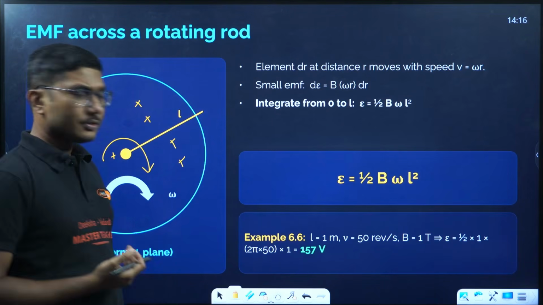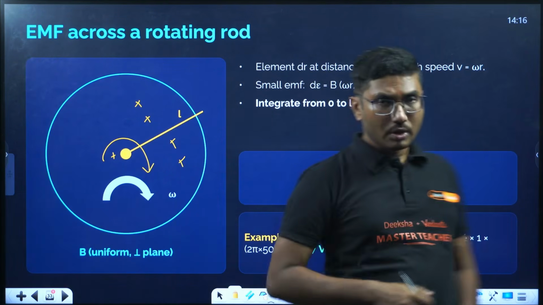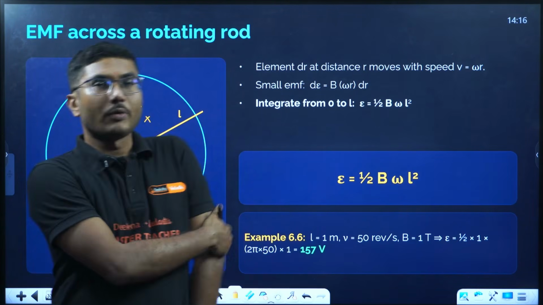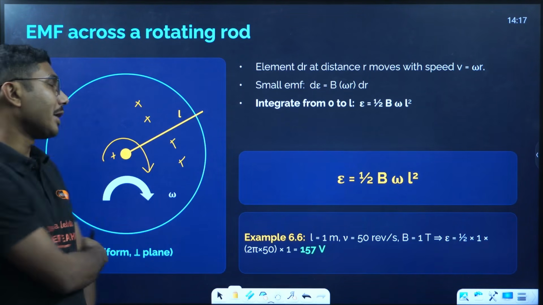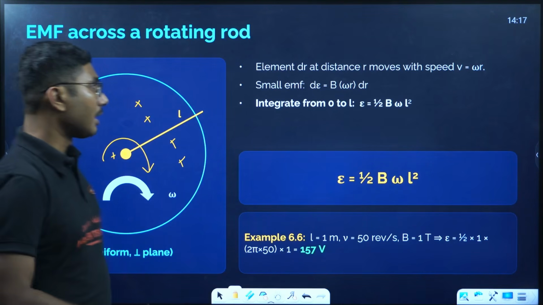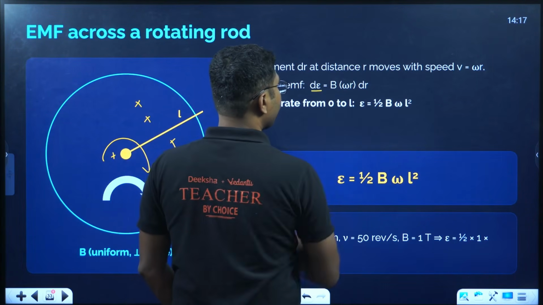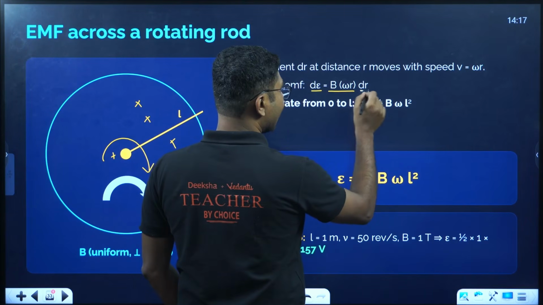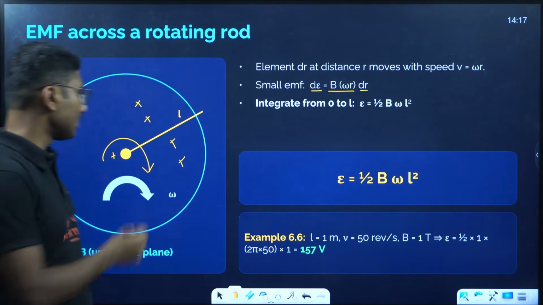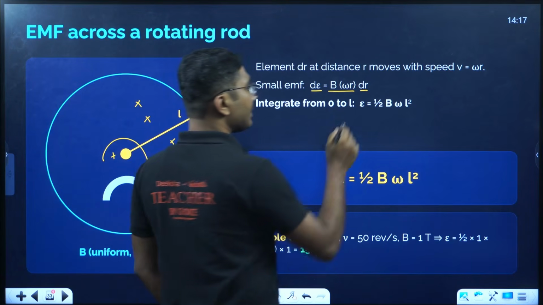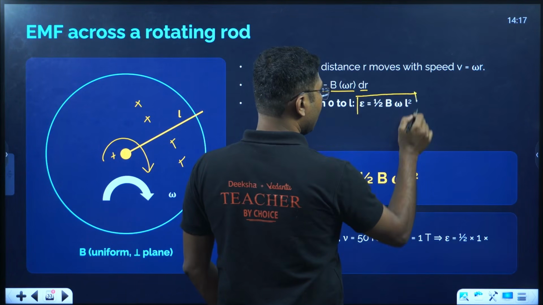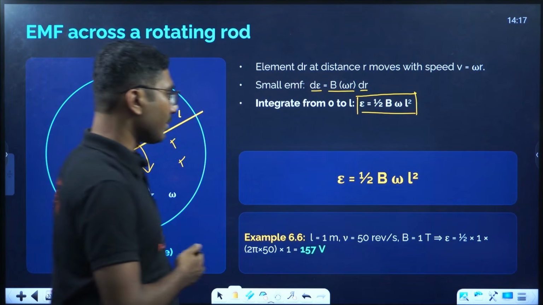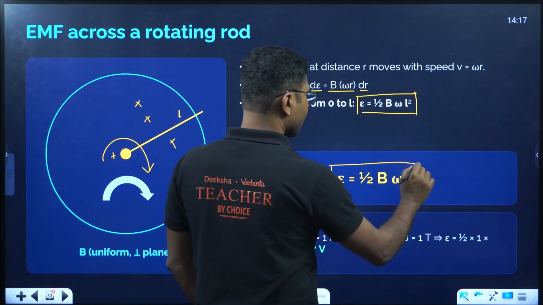How to do that? This can be asked as a cycle spoke rotating in a magnetic field, or a clock arm rotating in a magnetic field. What will be the induced EMF in that case? You need to consider this small EMF developed here is BVL. Here it will be B omega r dr. Instead of V you have to use angular speed omega, and if you find the integration, the EMF will be half B omega L squared. So half B omega L squared is the induced EMF in a circular rotating rod.